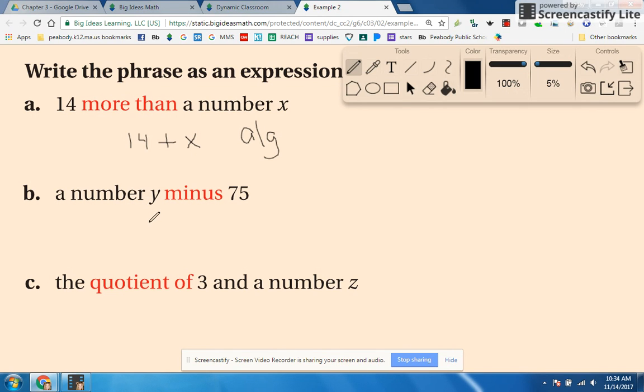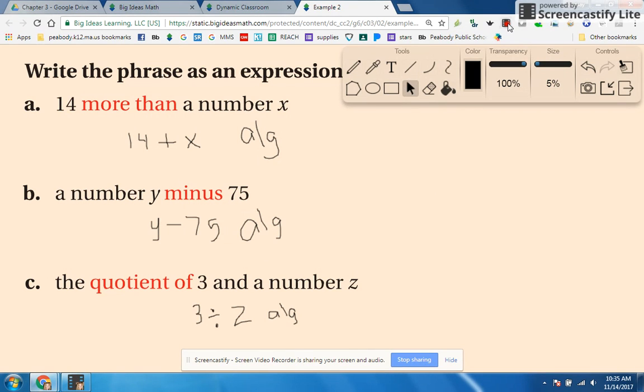The next one, a number y minus 75. So that's going to look exactly how it sounds. Y minus 75. This is also algebraic because it has at least one variable. The quotient, that means division, so 3 divided by z. And again, algebraic because it has at least one variable.